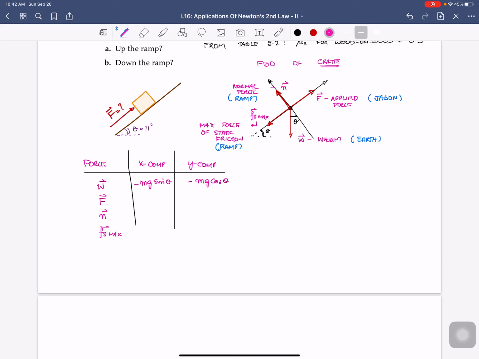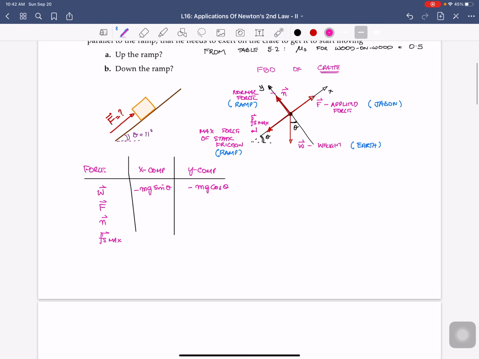Applied force is in the positive x direction. Again, I never did label the axes. That's the x-axis, that's the y-axis. So that's going to be plus F and 0. The normal force is 0 and plus N. And the maximum force of static friction is along the negative x-axis. We know that that is just the coefficient of static friction times the normal force, and that's going to be 0 in the y component. Okay, so we'll build up this table.